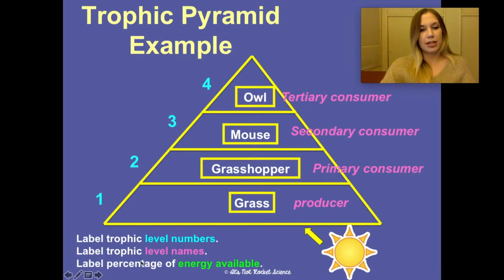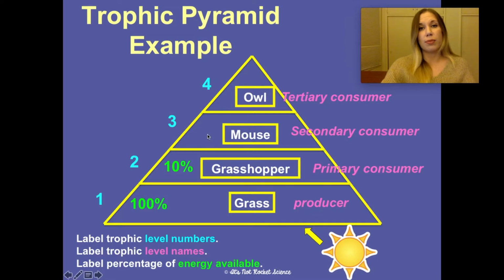Okay, and then last but not least, we're going to label the percentage of energy available. So the rule of 10. Down here, the grass is using 100% of the energy it obtained from the sun to fuel its processes. However, when you move up a trophic level and go to the primary consumer level, the primary consumers only obtain 10% of that original amount of energy that was obtained from the sun. They only get 10% of it.